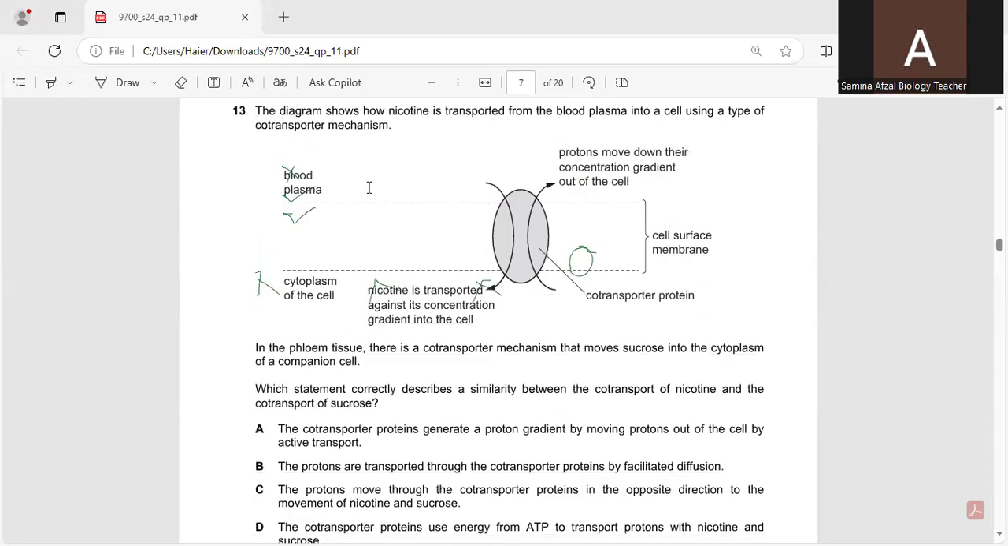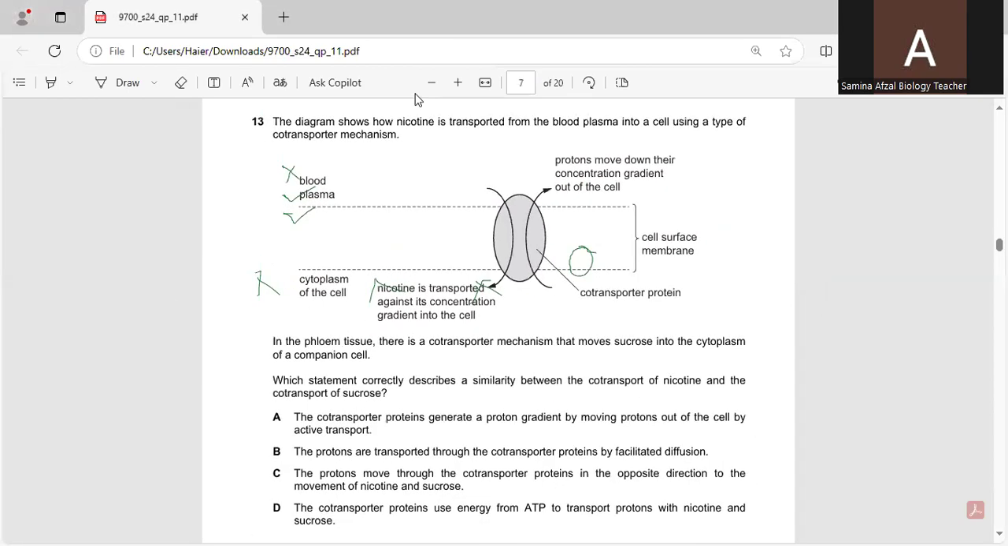Next question is question number 13. The diagram shows how nicotine is transported from the blood plasma into a cell using a type of co-transporter mechanism. According to this, blood plasma has been shown, the cytoplasm of the cell, and here you can see the cell surface membrane is there. So a co-transporter protein is there, which will take the protons, moving down their concentration gradient out of the cell.